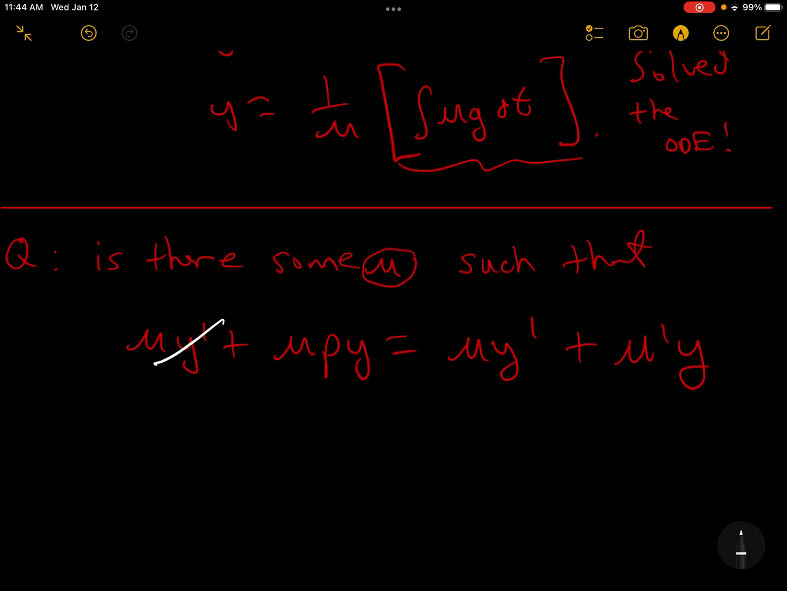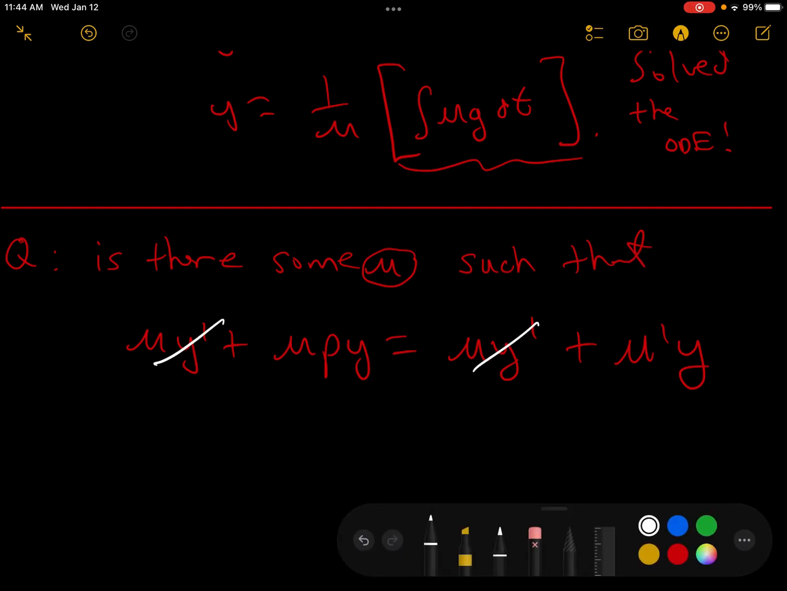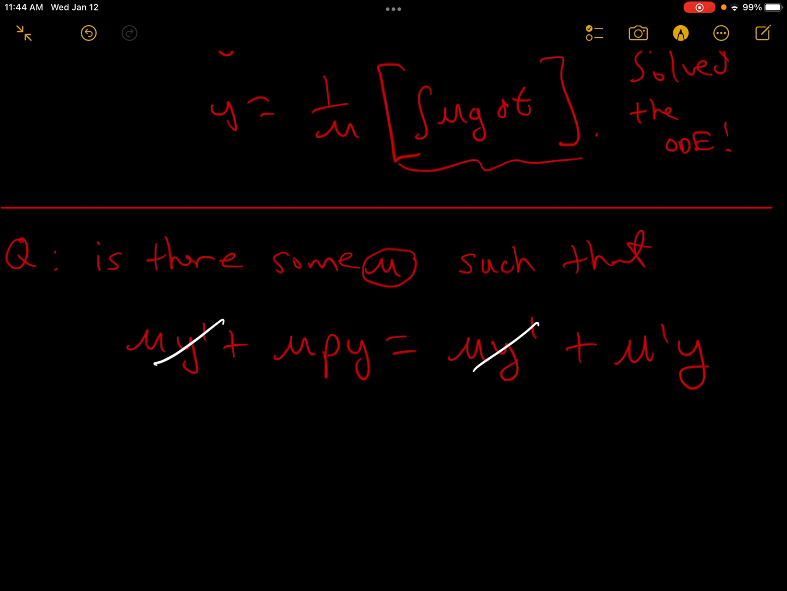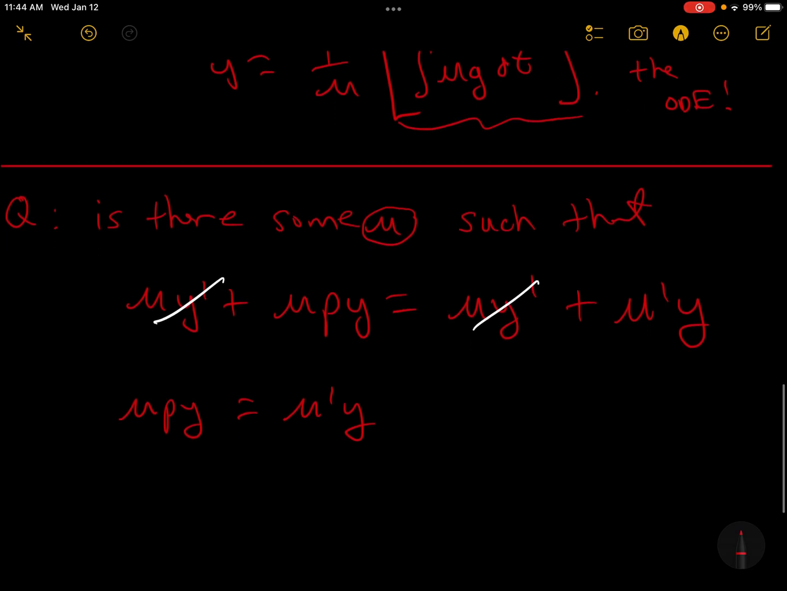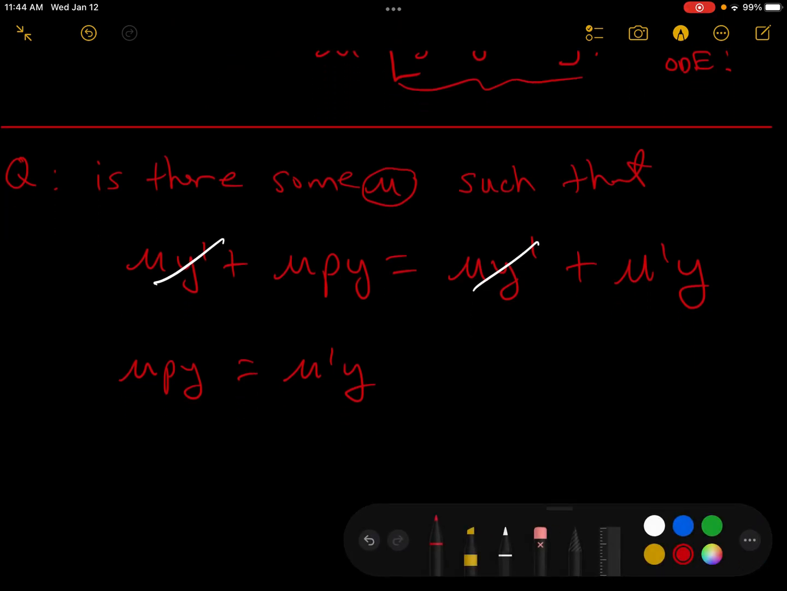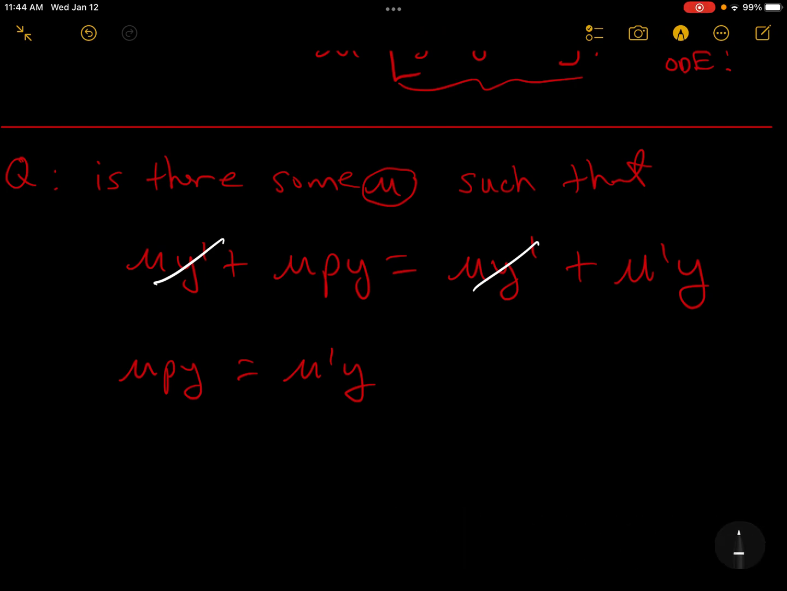Straight away, these guys drop out. All right, that's looking good. Mu prime y equals mu prime y. It's clear that y is non-zero for some interval, probably all the real numbers, so you can divide through by that. So the y's drop out.